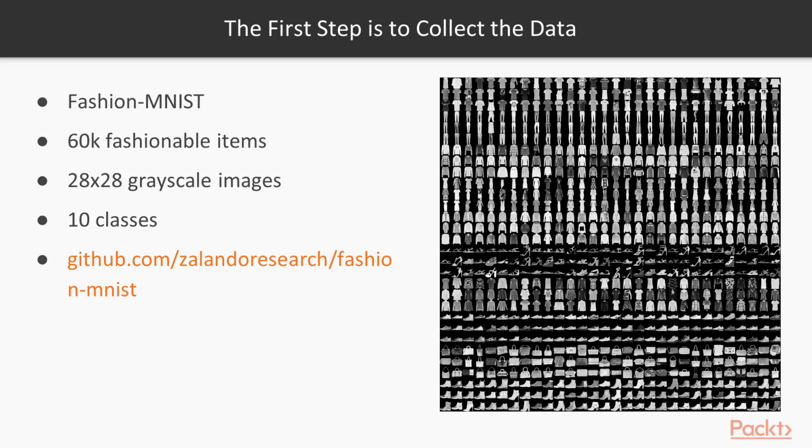It consists of 60,000 images for training and an additional 10,000 images for testing our model. These are 28 by 28 grayscale images and there are 10 different classes. Now, you may have also heard of the MNIST dataset that most AI researchers to date use to train and evaluate their models. So the question is justified, why Fashion MNIST?